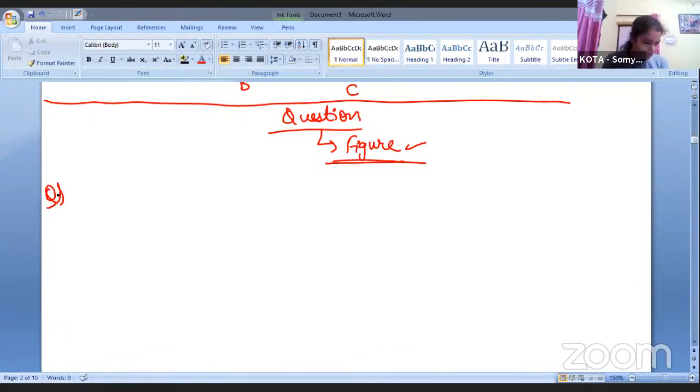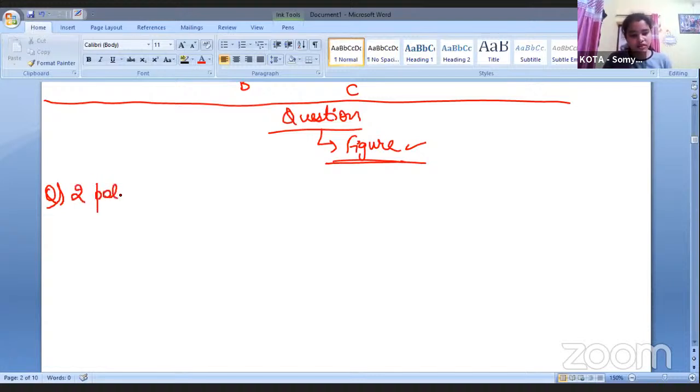Question: two poles standing on a horizontal ground. Now I will have to write the questions because I cannot directly make the figure, because you all have to practice how to make it. So let me write the whole question. Just write along with me.